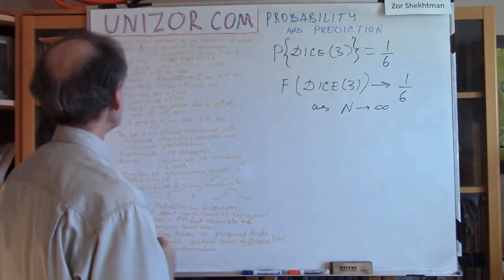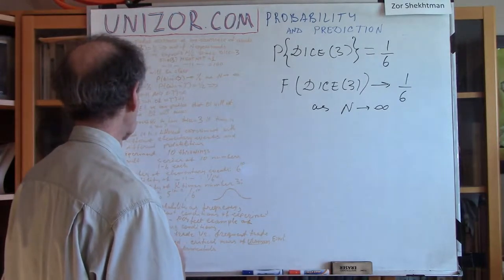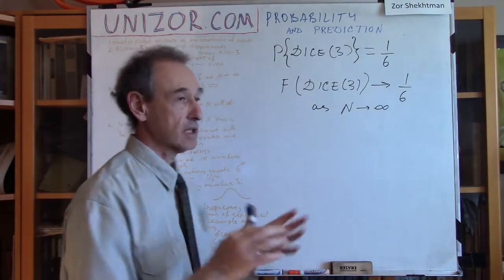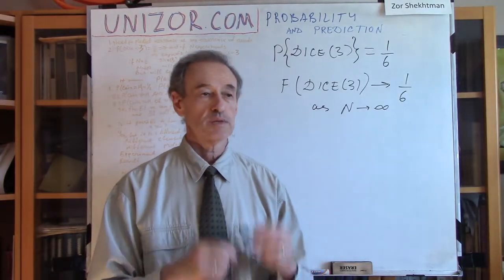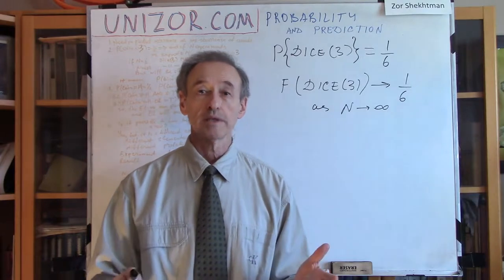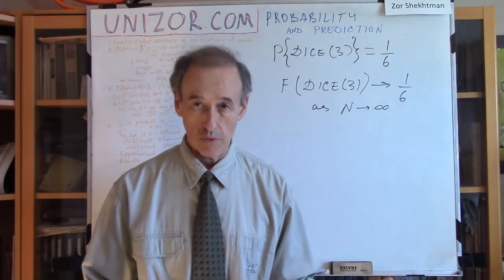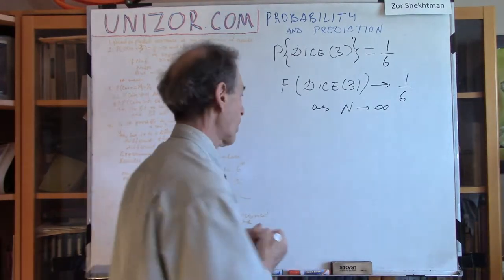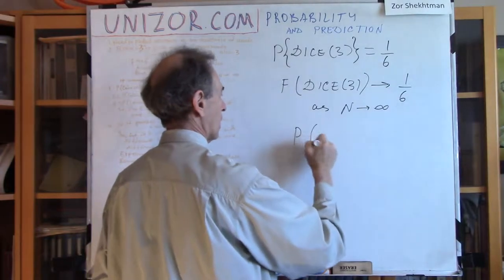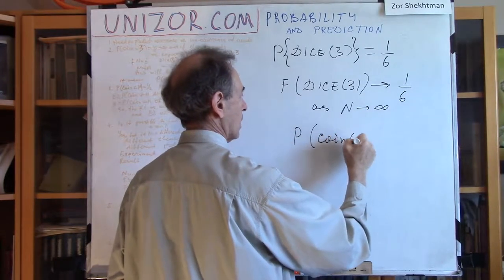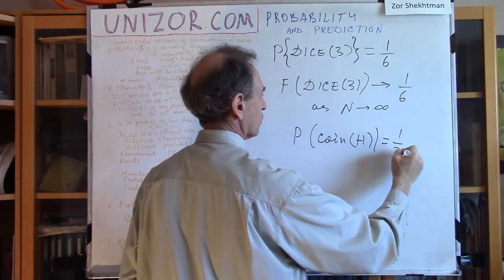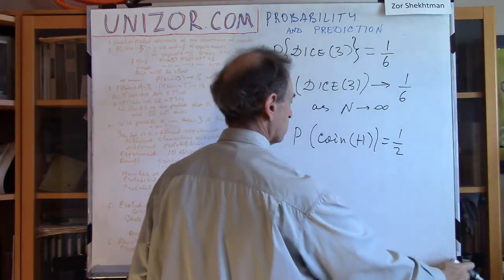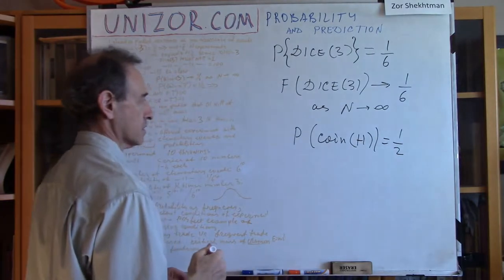Now, similarly, let's take a look at the coin. Coin has two sides, heads and tails. The probability of each is 1/2 if we don't know anything about the coin, right? So the probability of the coin falling on the heads is equal to 1/2, as well as the probability of falling on the tails.